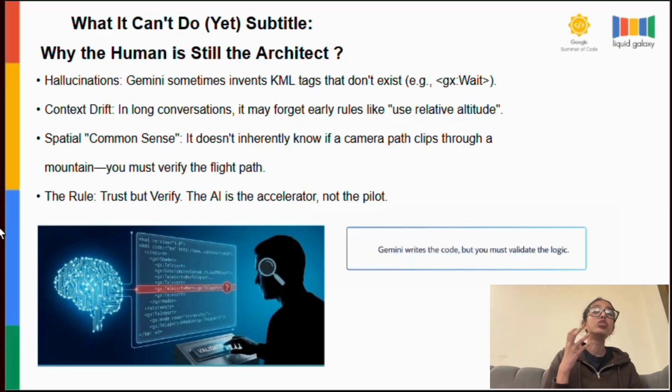So that's why the human role doesn't disappear here. The AI accelerates the work, but decisions, validation, and responsibilities stay with us. So the rule is simple: trust the output, but always verify it. Verification is the key here.